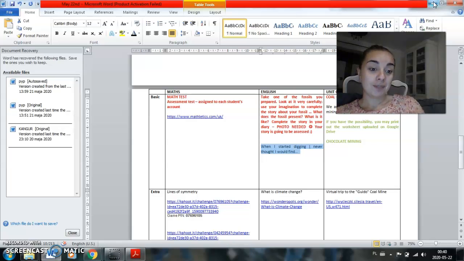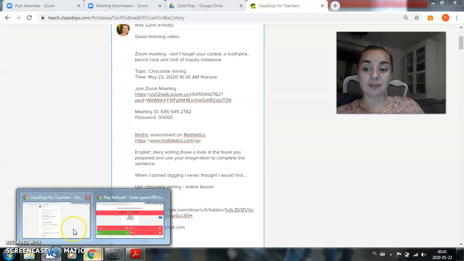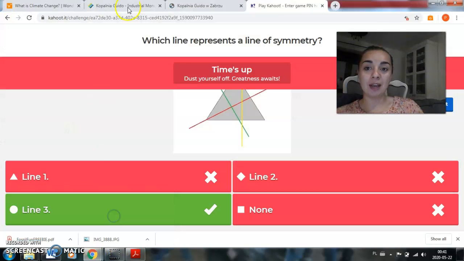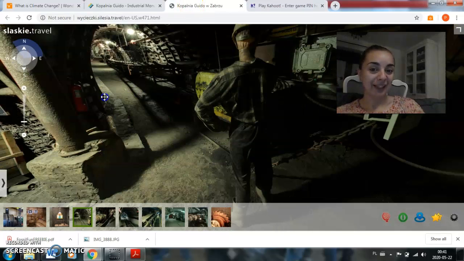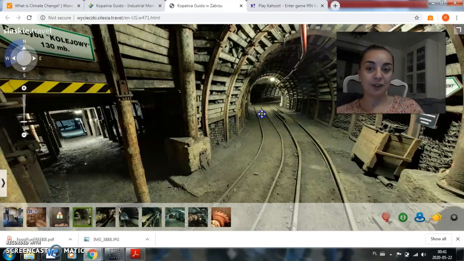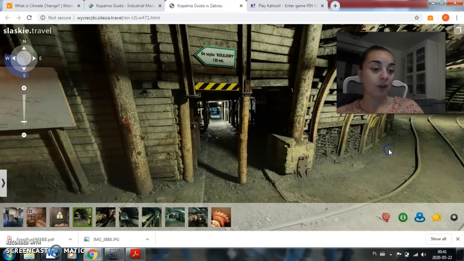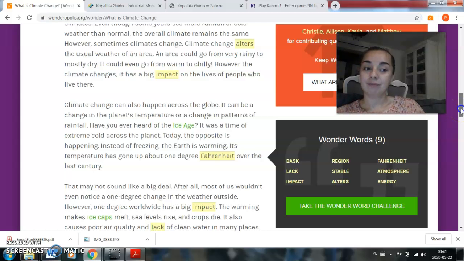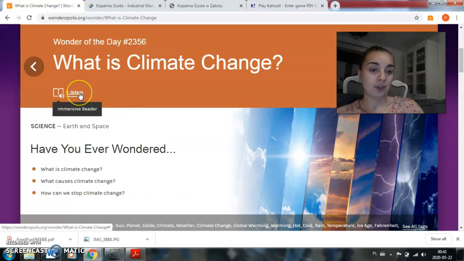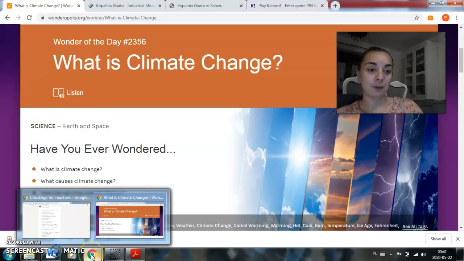For the volunteers, a virtual trip to a coal mine in Poland, actually. So you may have a look at what it looks like. You can walk around the coal mine. And one more task, if you want reading or if you want to listen to it. What is strange? So for the volunteers, the task for you.